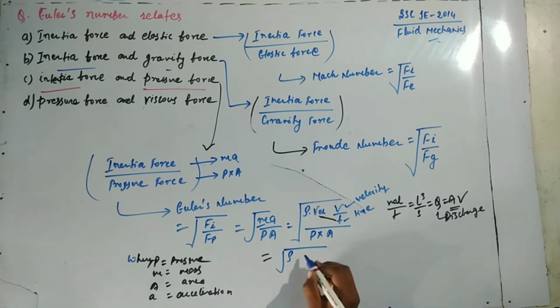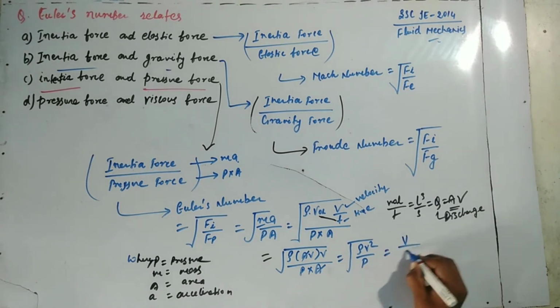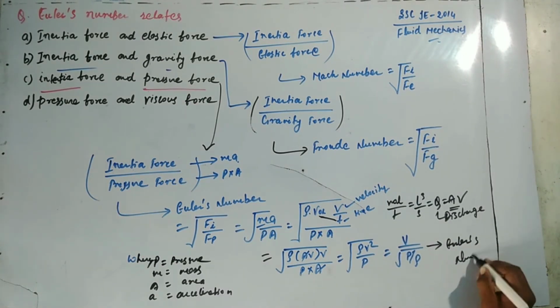Now we put the value of volume by time equal to a into v. So this equation will be rho into a into v divided by p into a. Then a cancels out, and the remaining term is root over rho v square by p. This is the equation for Euler's number. When we remove the root, it will be v by root over p by rho, which is equal to Euler's number.